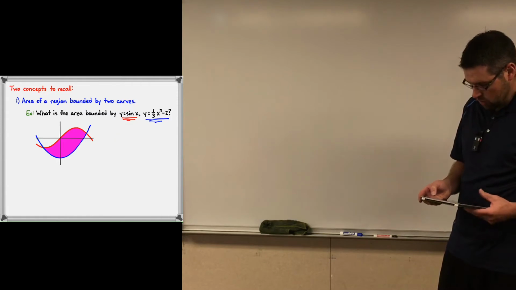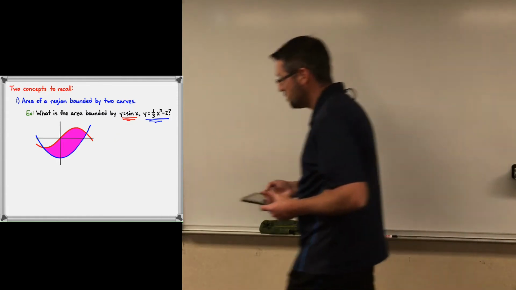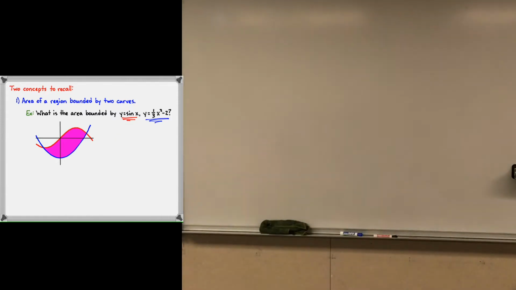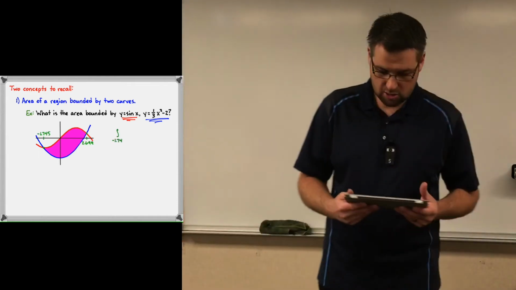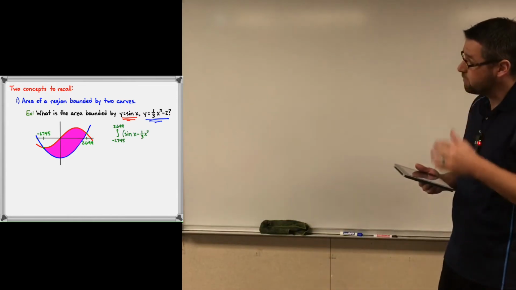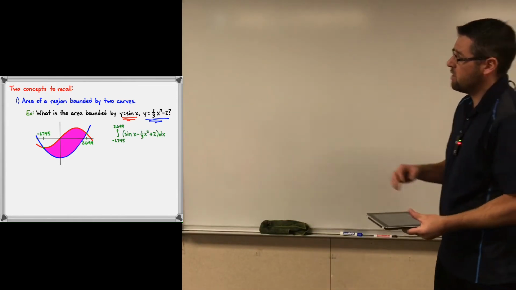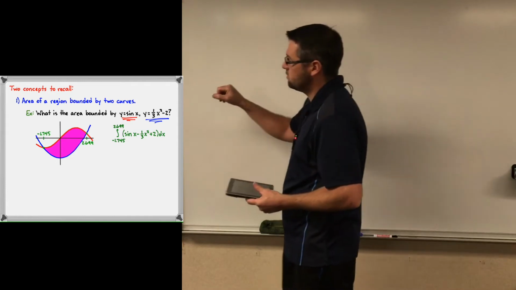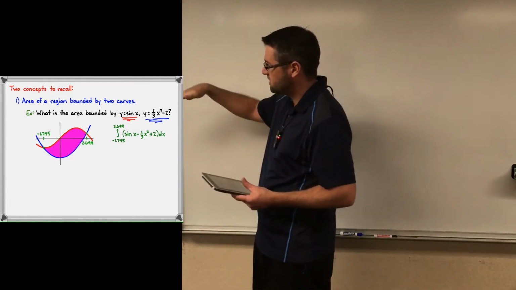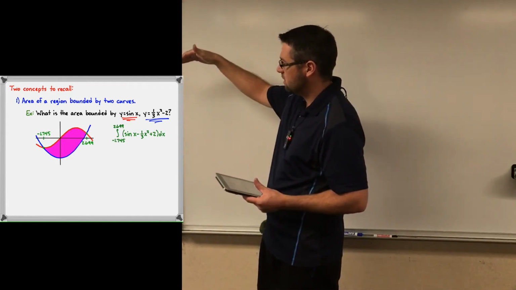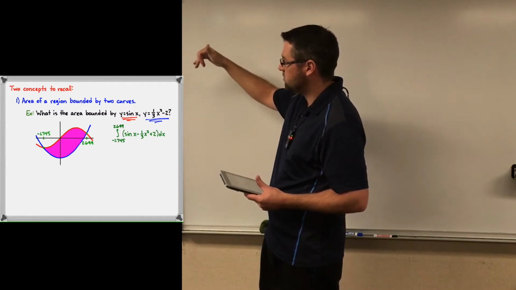Okay, so our points of intersection are, what'd you guys get? I got negative 1.745 and 2.699. So the integral equation to find the area bounded by those two curves is the integral from negative 1.7 to 2.6 of sine of x minus 1/3 x squared plus 2.